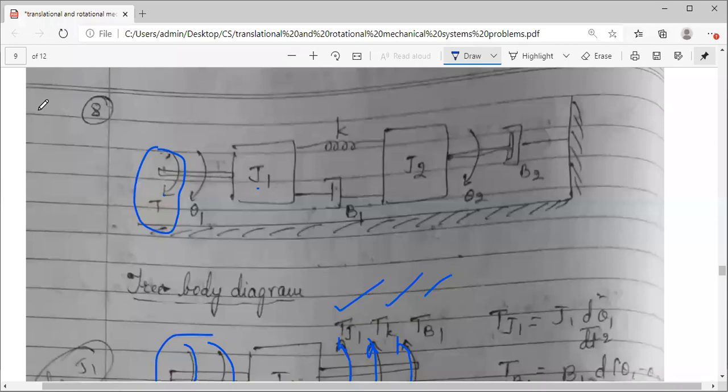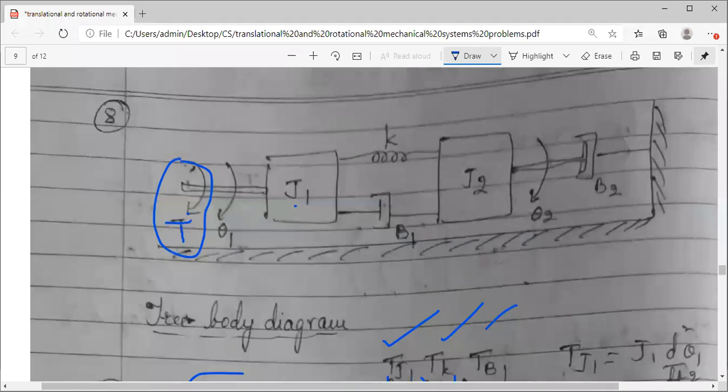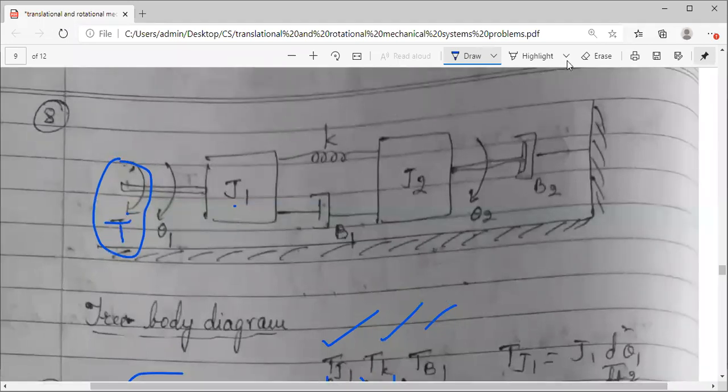What is the output? Input is the applied torque T. What is the output for this? Theta 2. Okay, very good. Who's this? Salahuddin. Good. Sumaya. So theta 2 is your output. So if we want to find the transfer function, I need to take the theta 2 by T ratio.